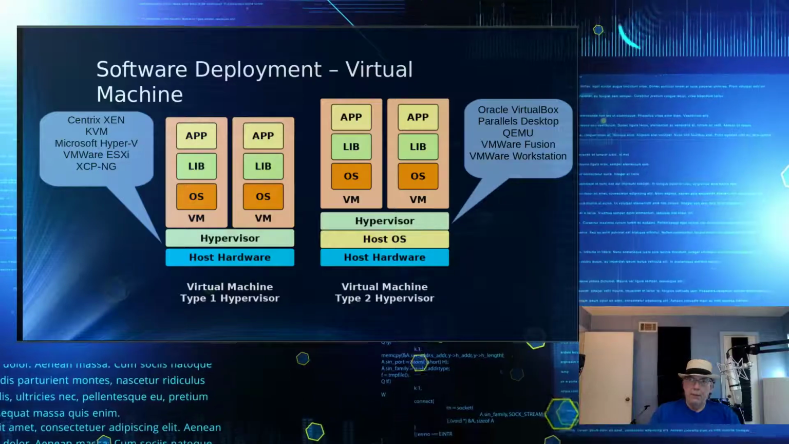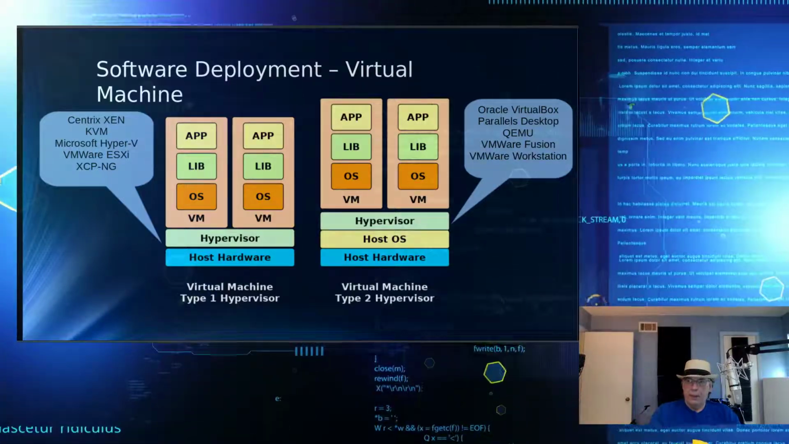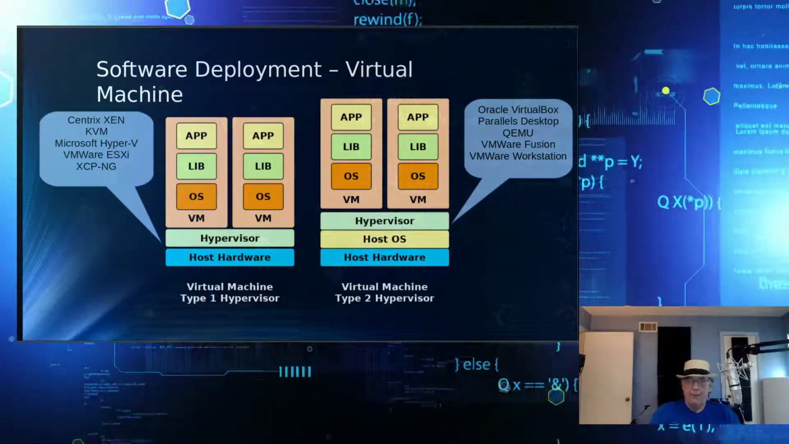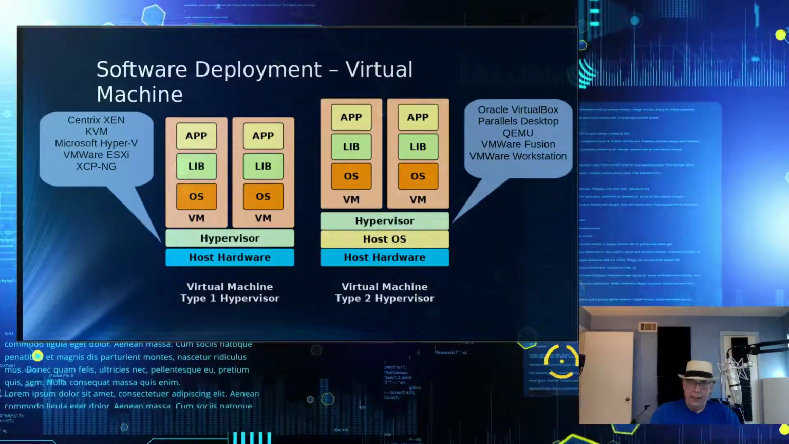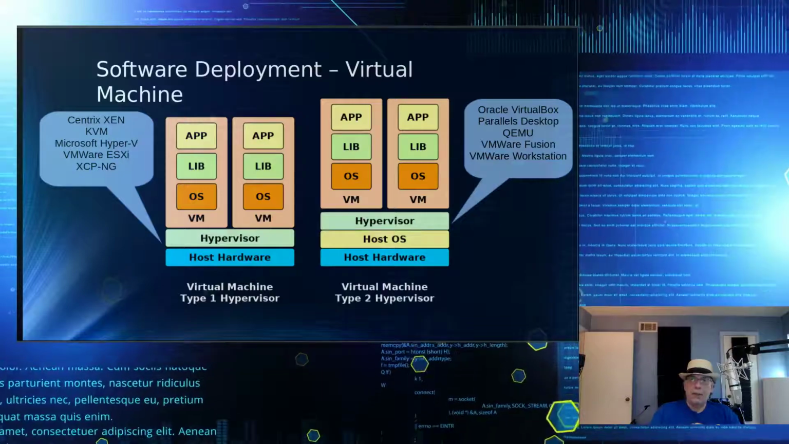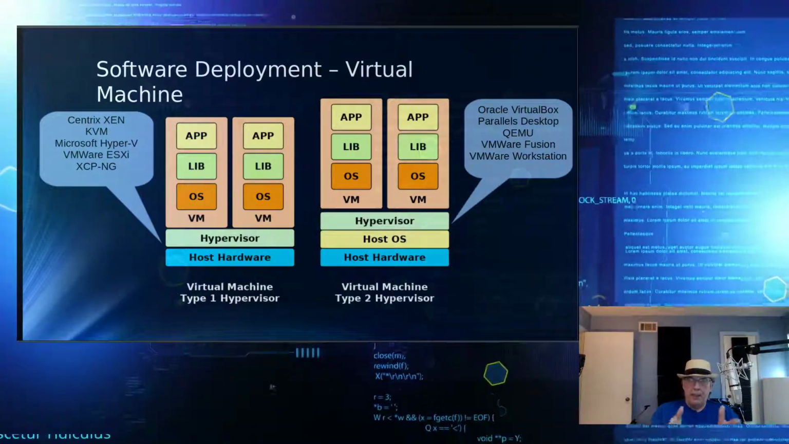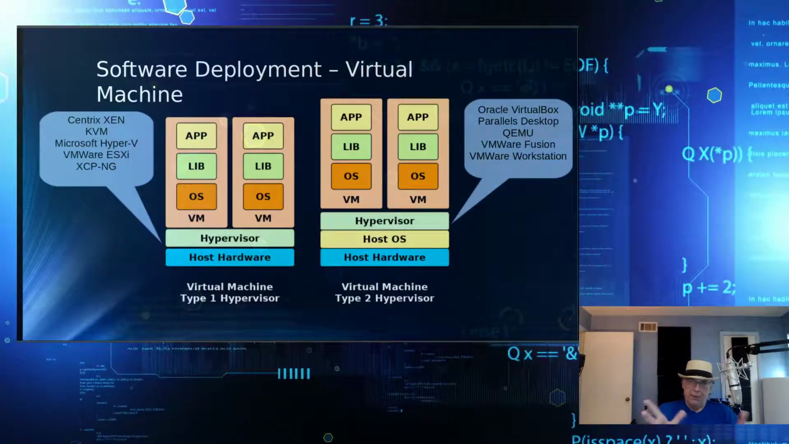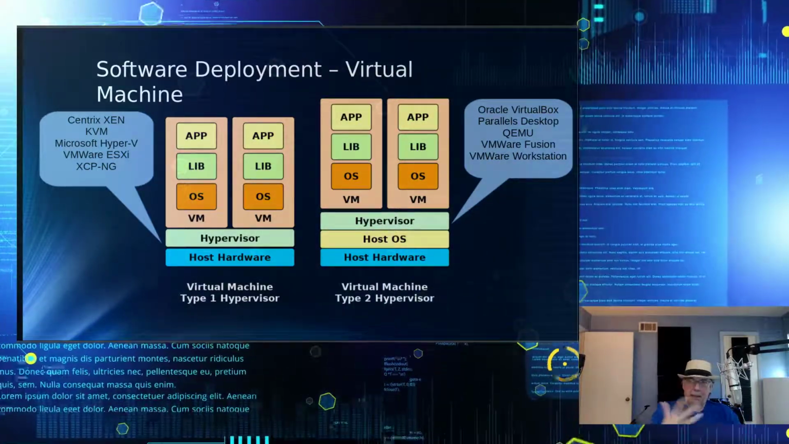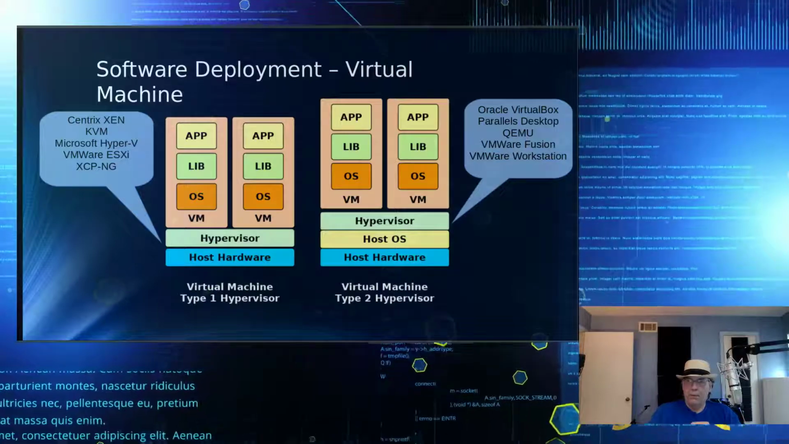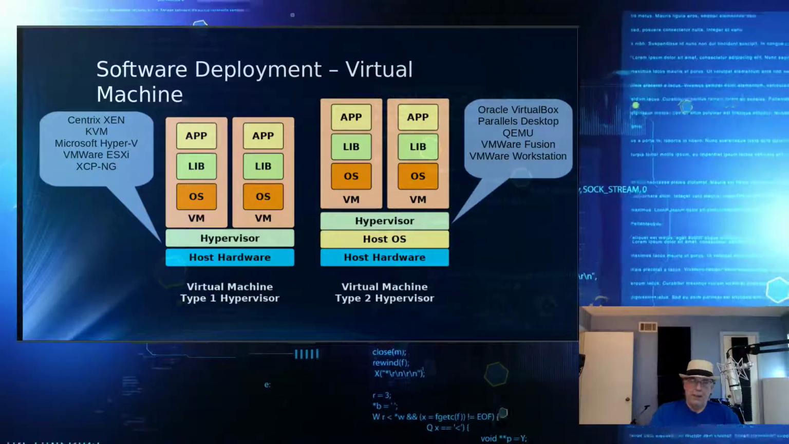And so a type two, you deploy your hypervisor on top of the host OS, whereas the type one, you deploy the hypervisor directly on top of the hardware. Now, the hypervisor does have an operating system of sorts. Otherwise, it wouldn't be able to allocate memory and assign devices and so forth to the virtual machines. You have to have something there to manage that.